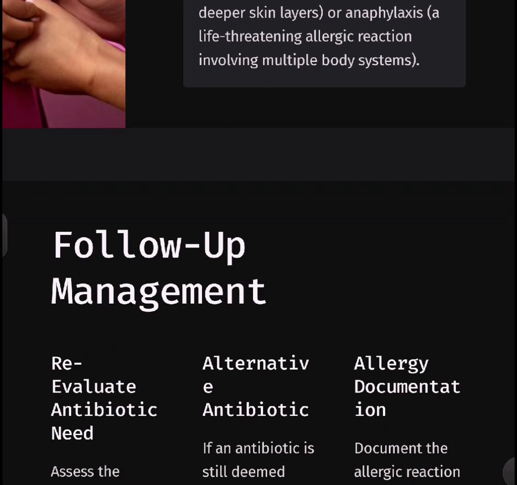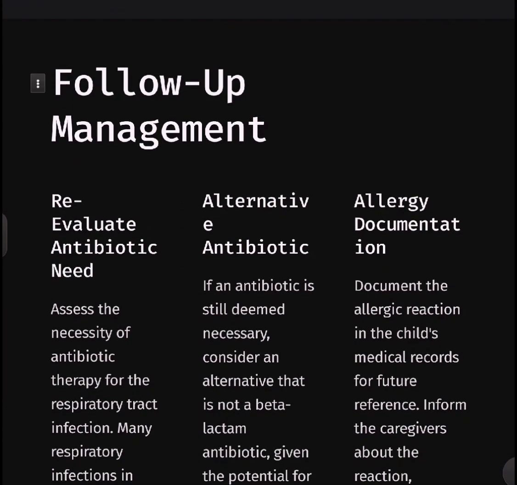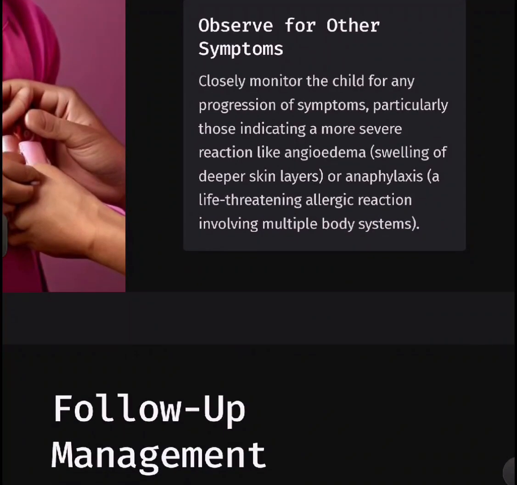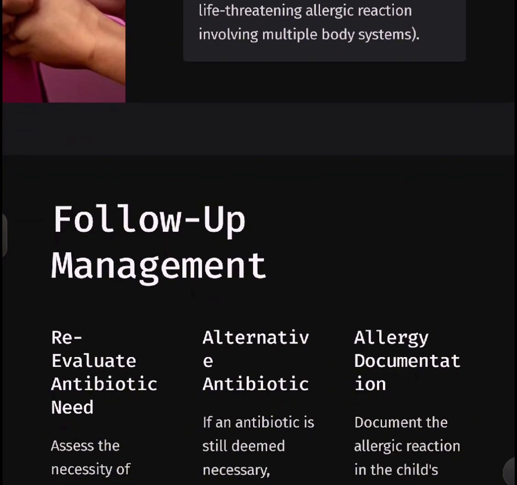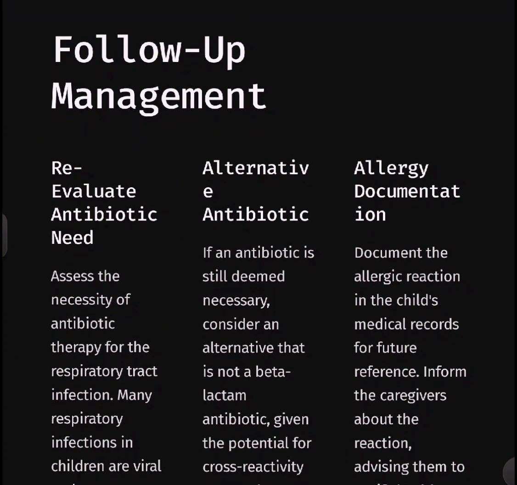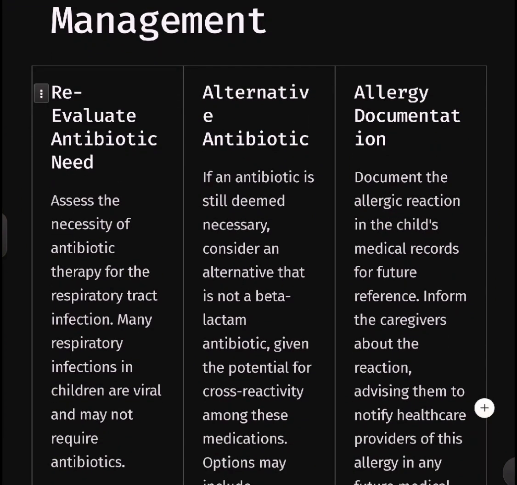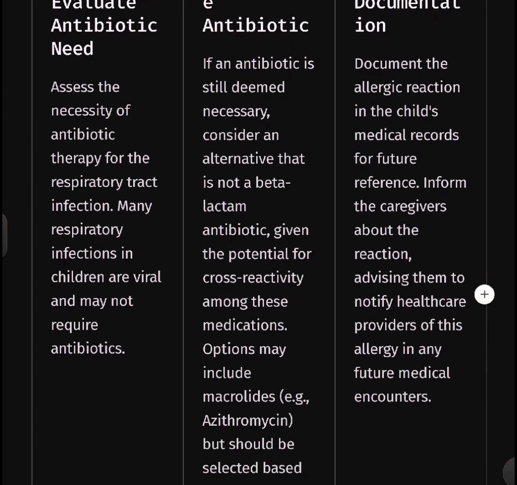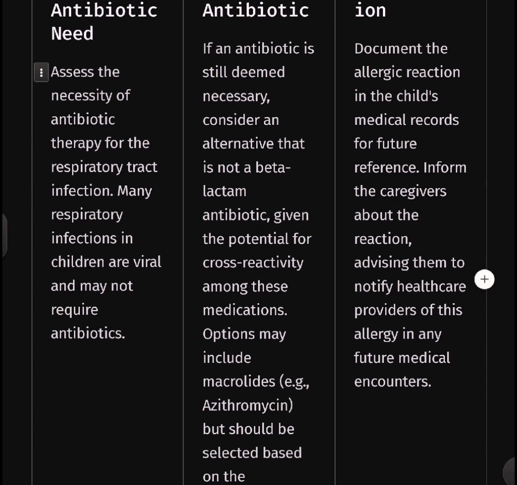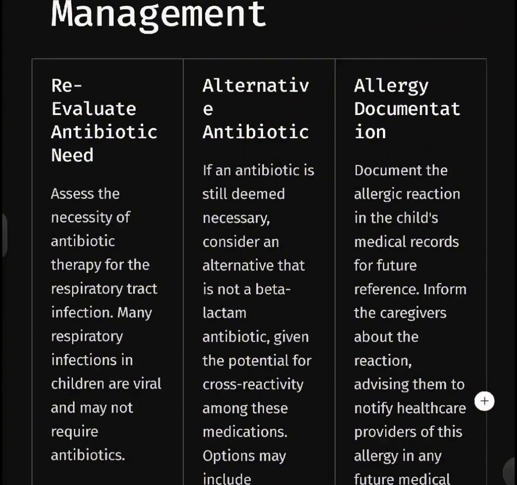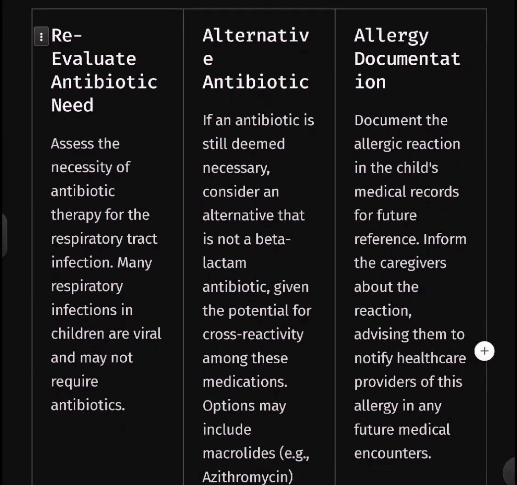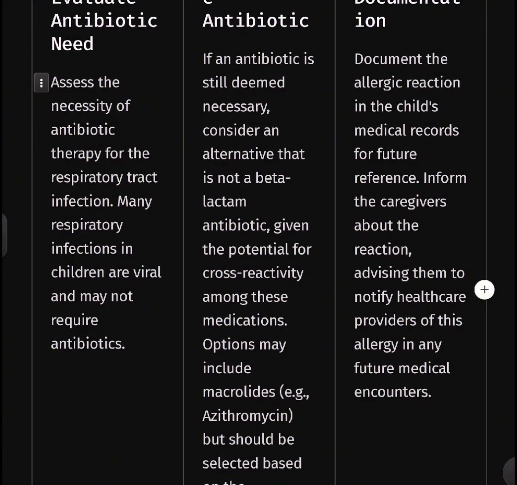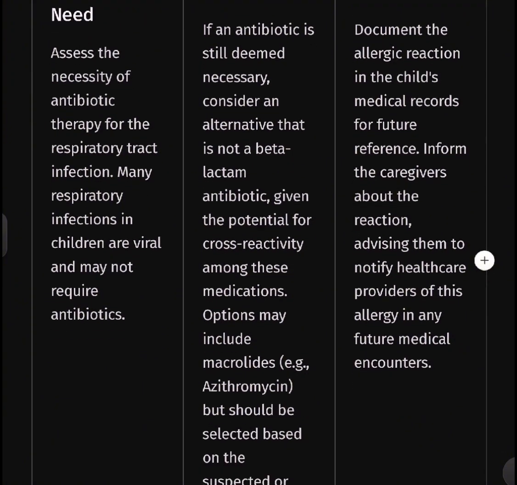Observe for other symptoms. Closely monitor the child for any progression of symptoms, particularly those indicating a more severe reaction like angioedema, swelling of deeper skin layers, or anaphylaxis. A life-threatening allergic reaction involves multiple body systems. Follow-up management: re-evaluate the antibiotic need and assess the necessity of antibiotic therapy for the respiratory tract infection. Many respiratory tract infections in children are viral and may not require antibiotics.